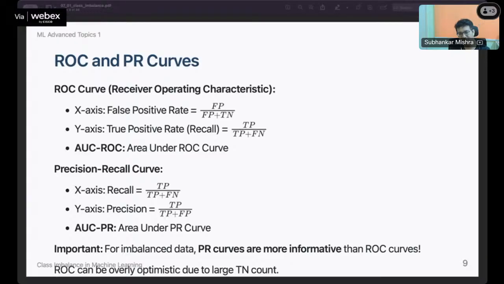So the other way to do it is called a precision recall curve. It's the same thing. The x-axis will be recall, the y-axis will be precision, and then we draw the area under the PR curve. So for imbalanced data sets, the PR curve will be a little bit more informative than the ROC curve, and you will find both of them everywhere. Maybe ROC is a little bit more popular, but PR curves are relatively better for determining the performance on the minority classes.